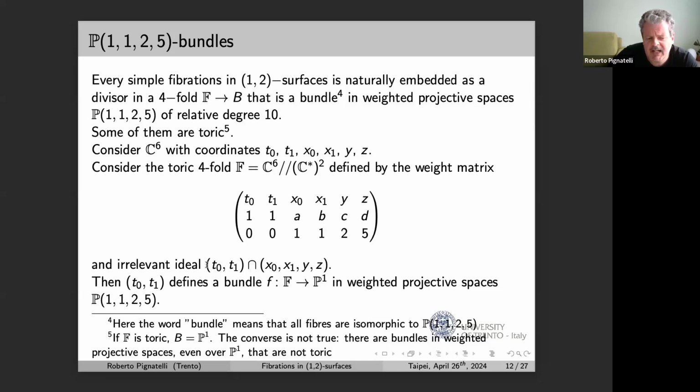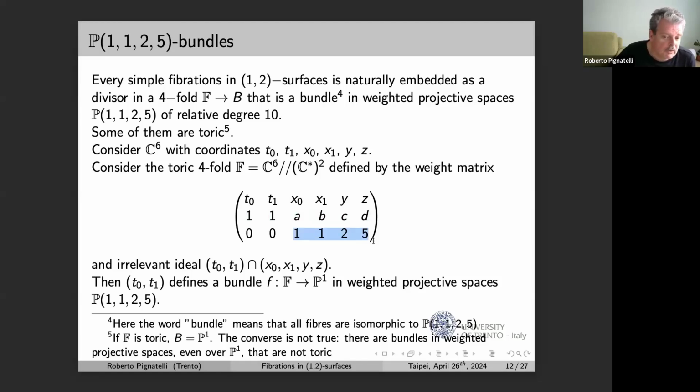Well, you have to choose an irrelevant ideal, which tells you what you have to remove from C6 to make the quotient. And with this choice, T0 and T1 define a map onto P1, which is a fibration. I mean, essentially, if you take a fiber, you remove these things and you get a standard weighted projective space P1125.